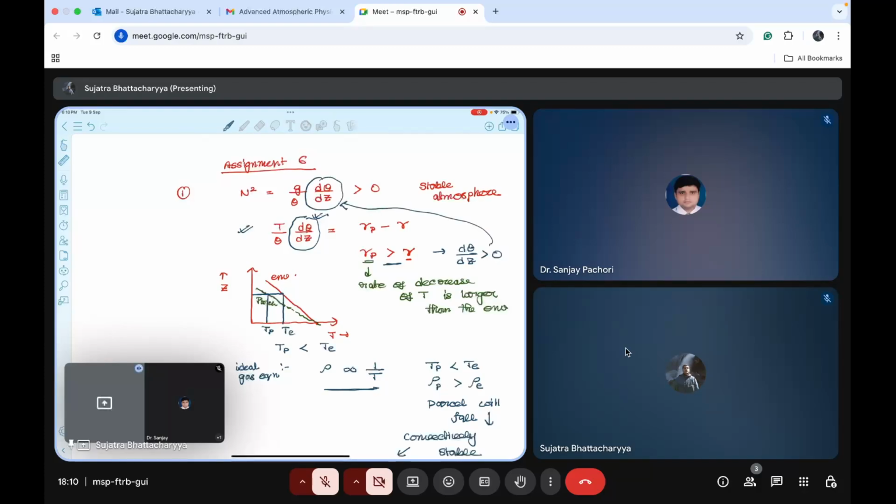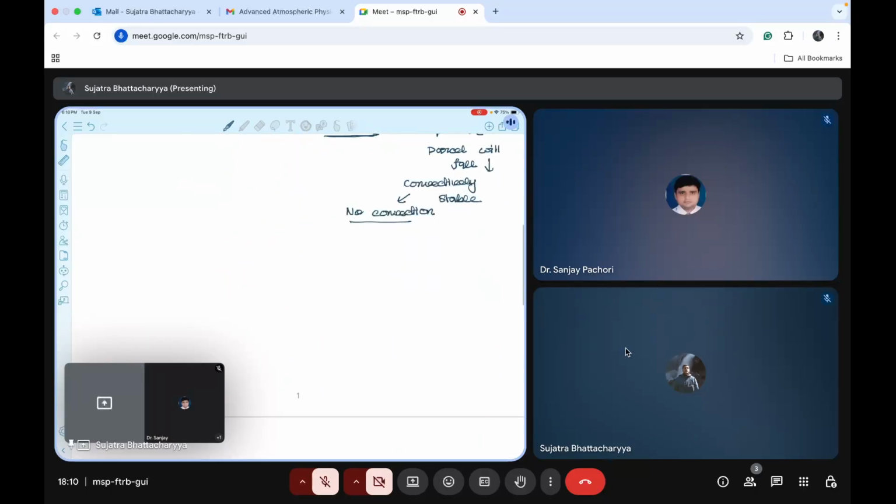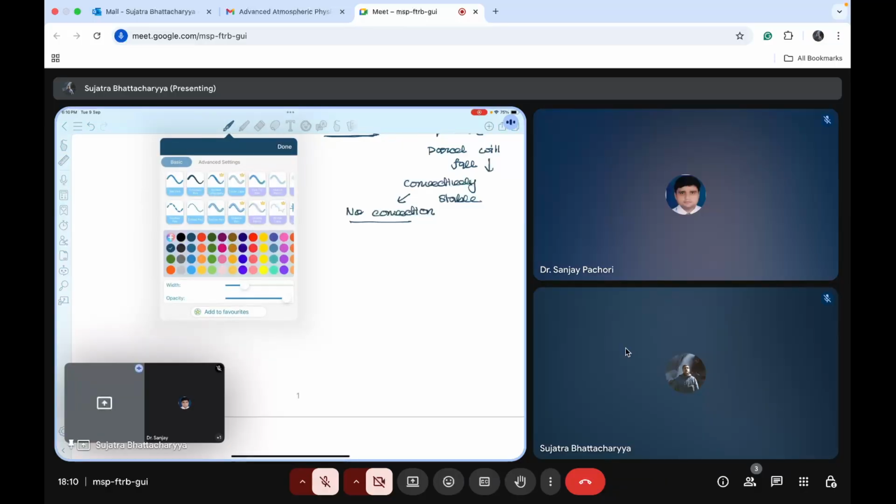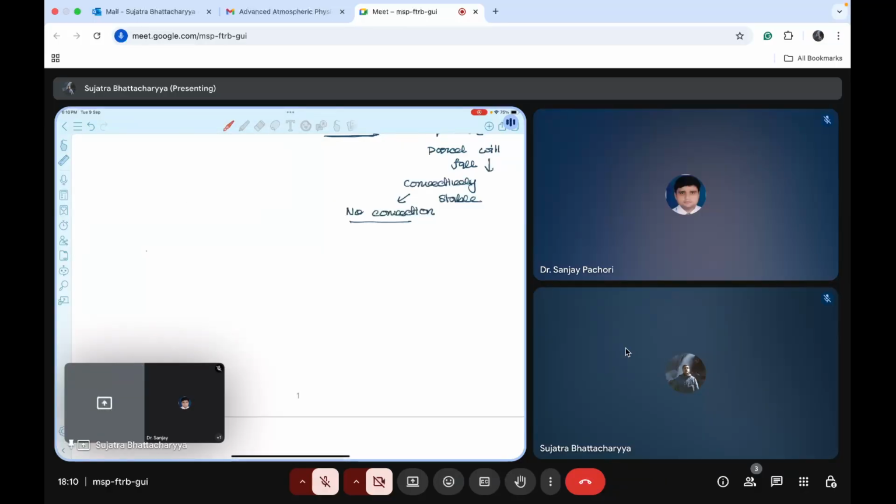The same thing is present here. Therefore, N squared should be greater than 0 for a stable atmosphere. This is the explanation of the first question. Let's go to the second question.